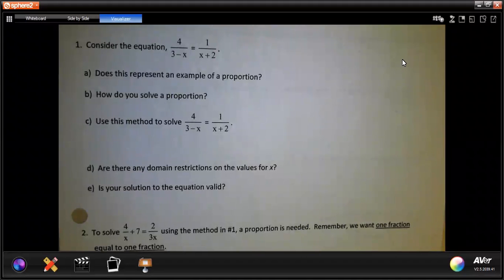Today we're going to be solving rationals. So we've done the operations on it. We've multiplied, we divided, we added, we subtracted. Now we're going to use those skills to solve rational equations.